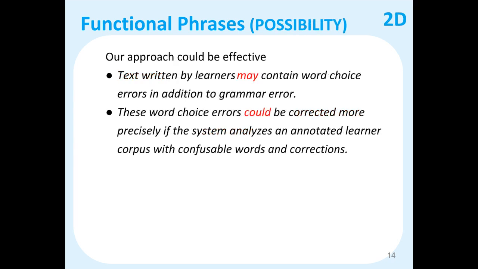We just looked at contrast phrases, which highlight what's missing. Another trick you can use is possibility phrases. These are really useful because they let you say, "Our approach could be effective," without overpromising. For instance, you might write, "Learner texts may contain word choice errors in addition to grammar errors." Or, "These errors could be corrected more precisely with the right learner corpus." By using may and could, you're keeping your claims careful but still persuasive.